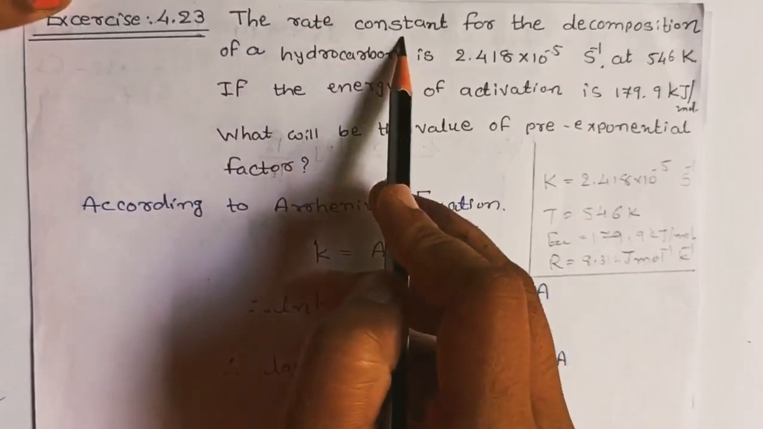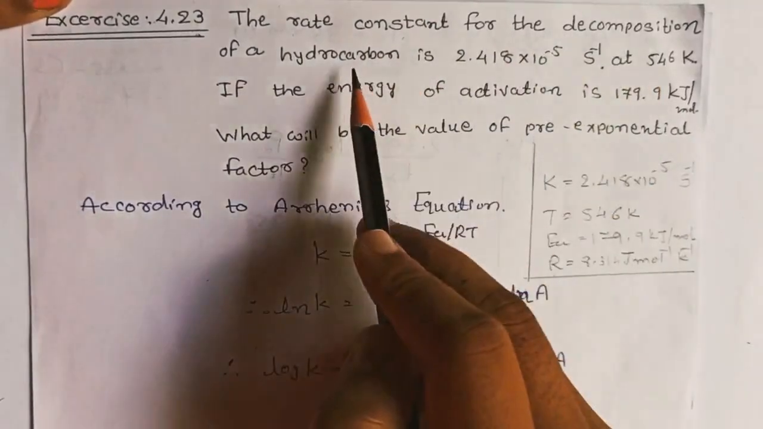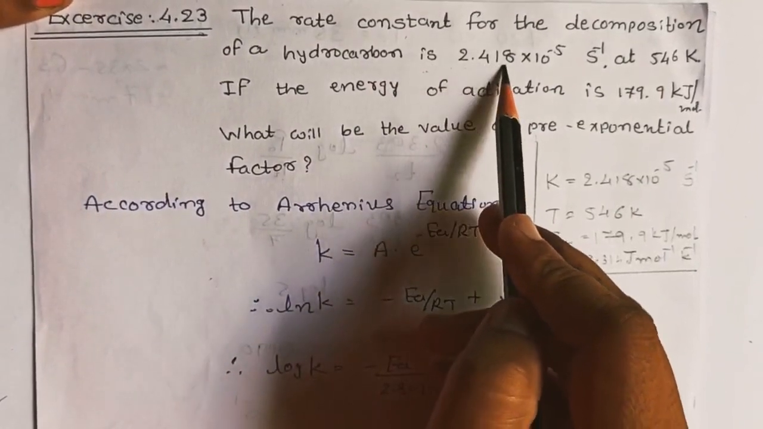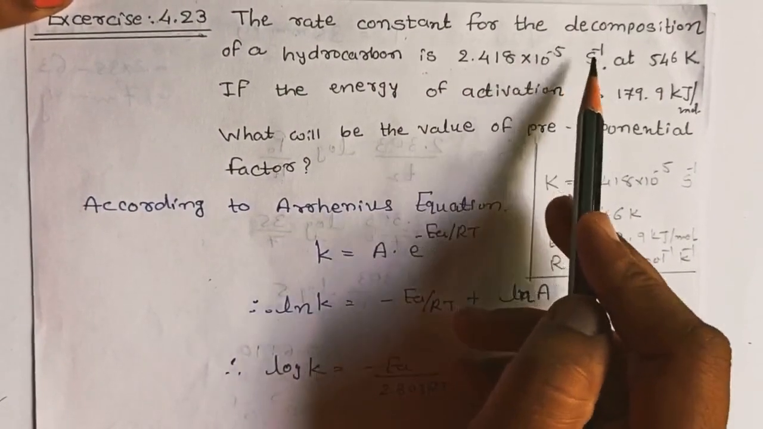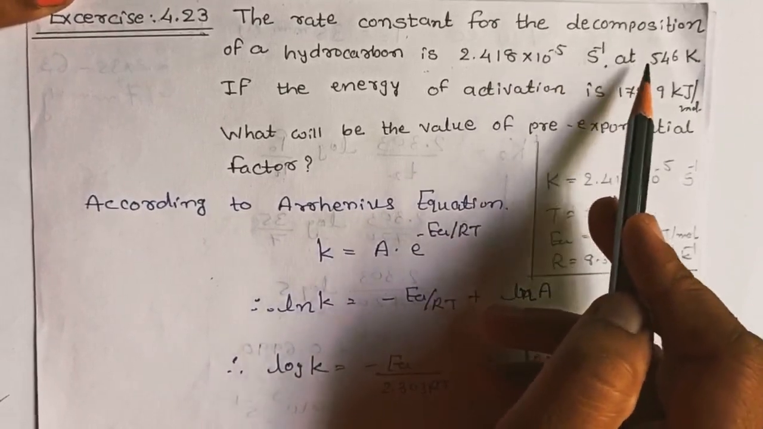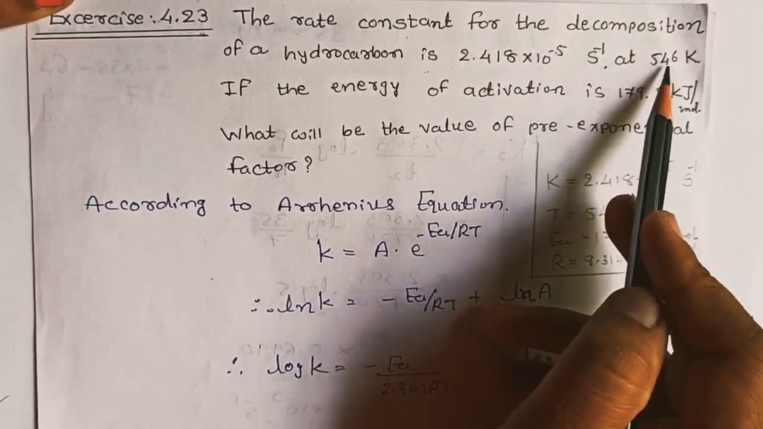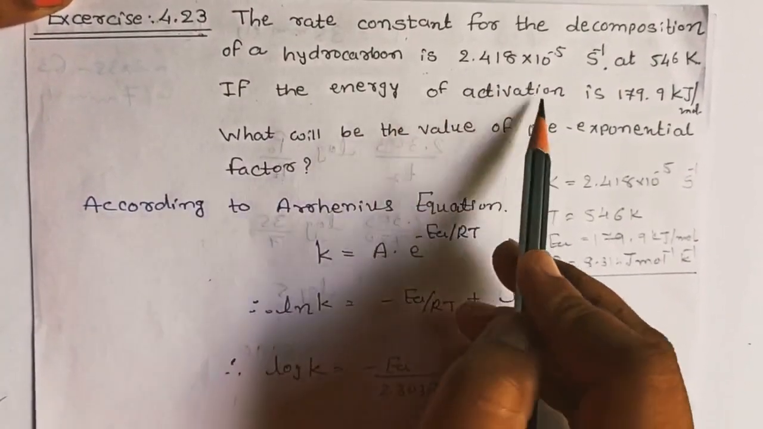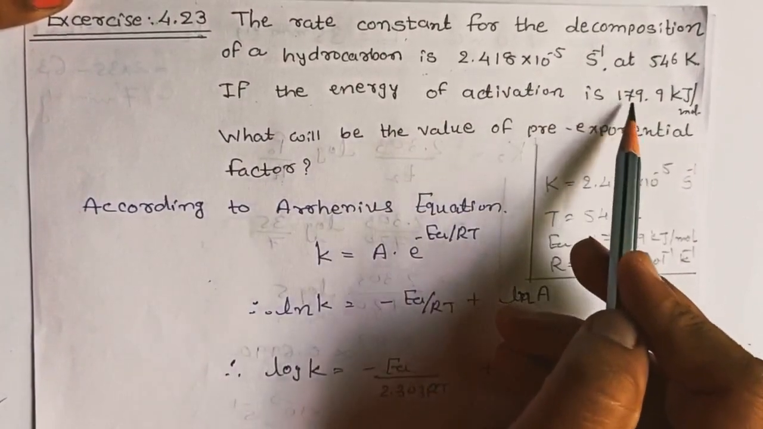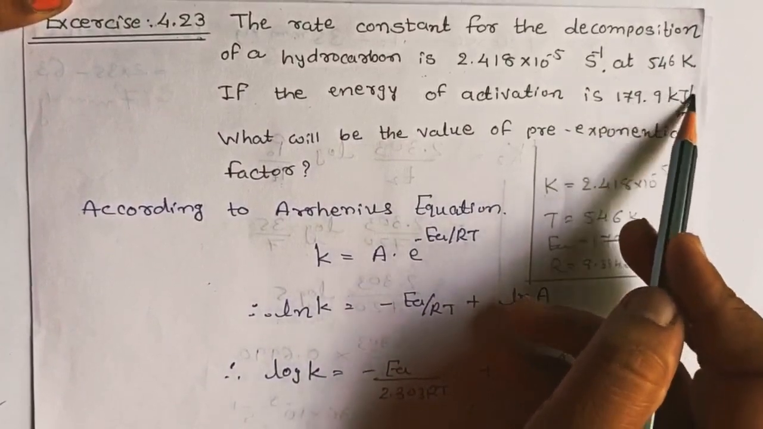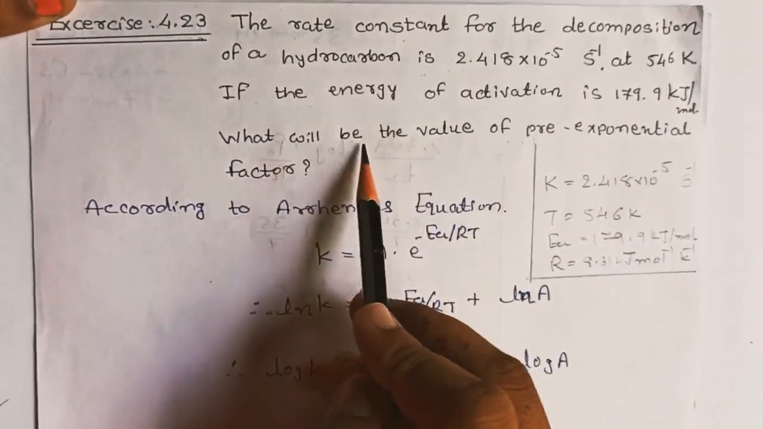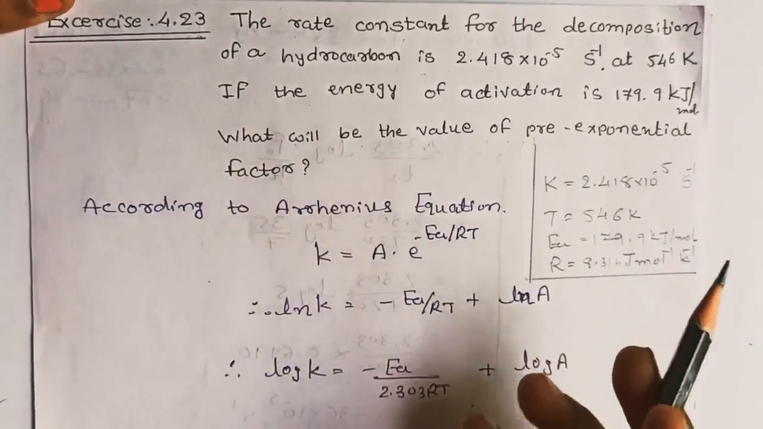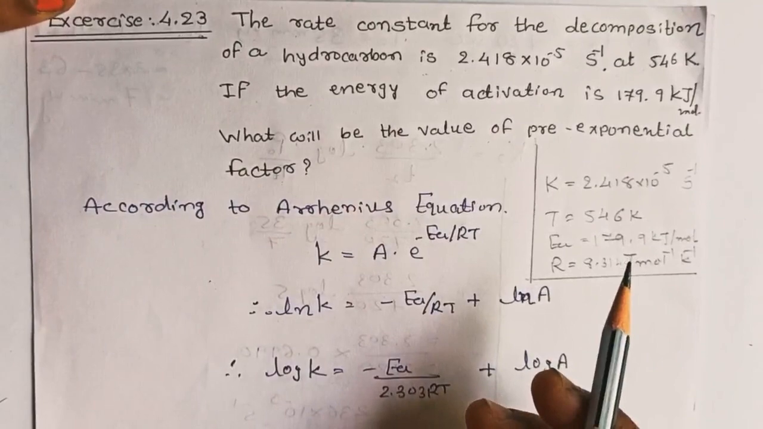The rate constant for the decomposition of hydrocarbon is 2.418 into 10 to the power minus 5 second inverse at 546 Kelvin. If the energy of activation is 179.9 kilojoule per mole, what will be the value of pre-exponential factor?